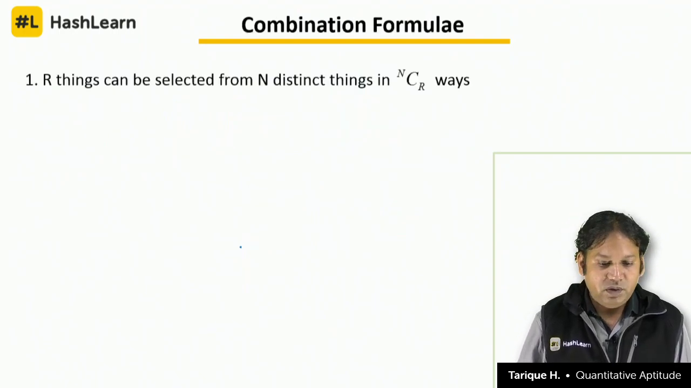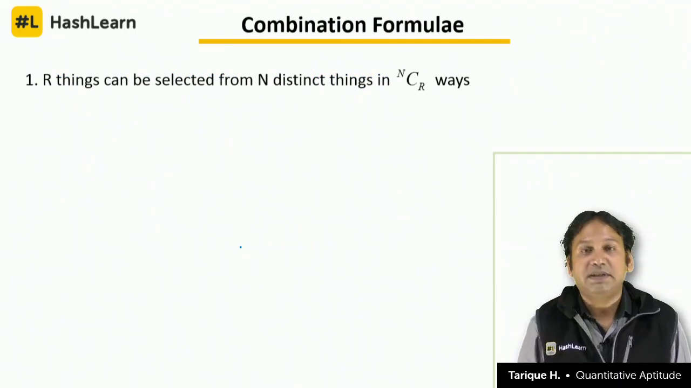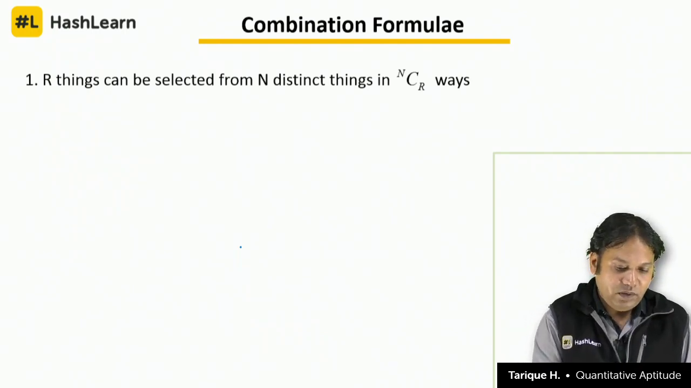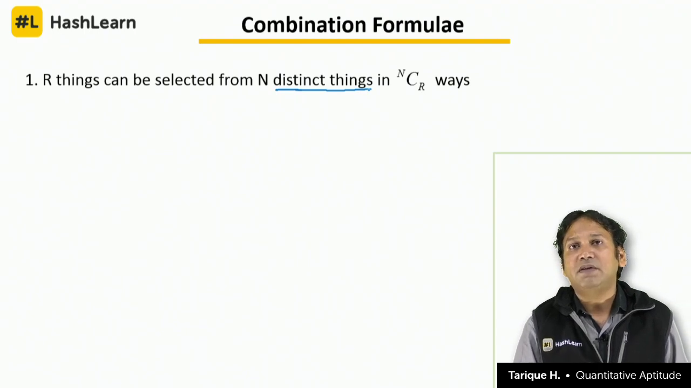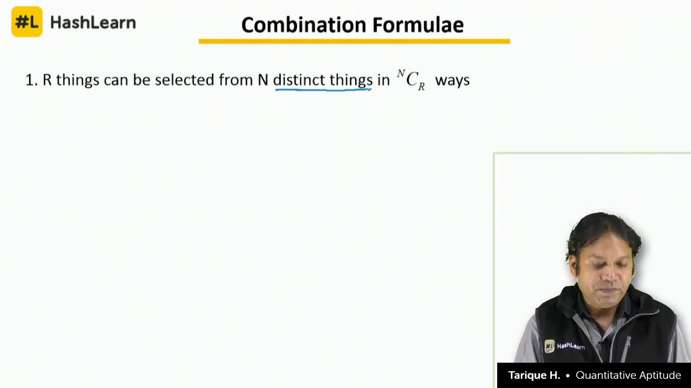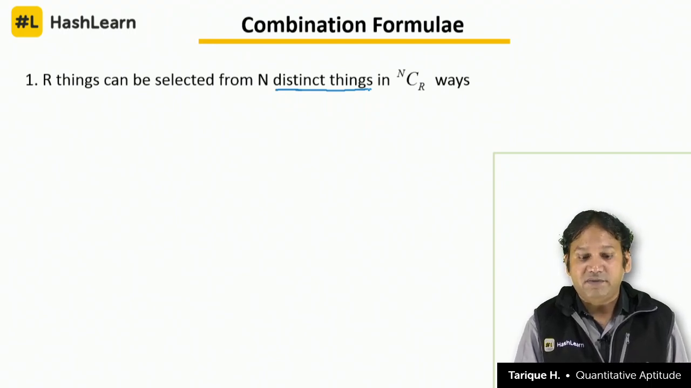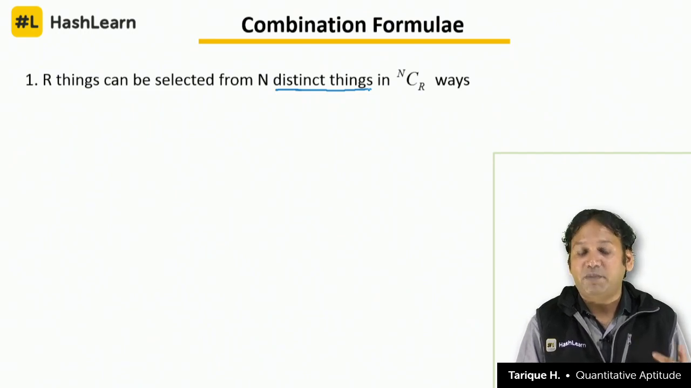Alright. So what we will do is we start with the first formula of combination. R things can be selected from n distinct things in NCR ways. So again we are talking about distinct things. Understand, it's very important. If things are not distinct, then the question of selection does not happen. Okay, we have to select only when things are distinct. So R things can be selected from n distinct things, different things, in how many ways? NCR ways. Where C stands for combination, just like P stands for permutation.